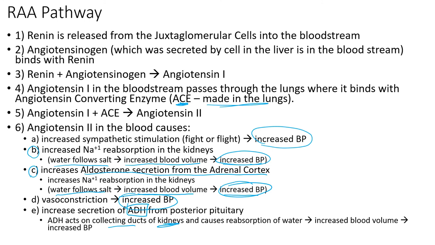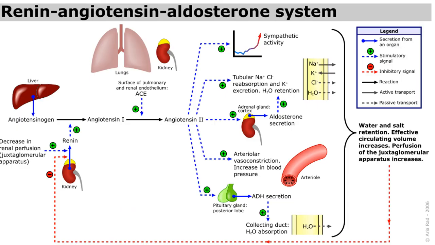And when antidiuretic hormone is present, it's going to tell those collecting ducts, hey, keep the water, put the water back in the bloodstream. So we're going to reabsorb water, which is going to result in an increase in blood volume, which is going to have an overall result of an increase in blood pressure. So what does renin do? It results in an increase in blood pressure from many, many different sources.